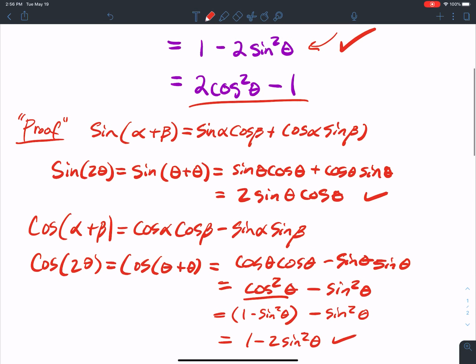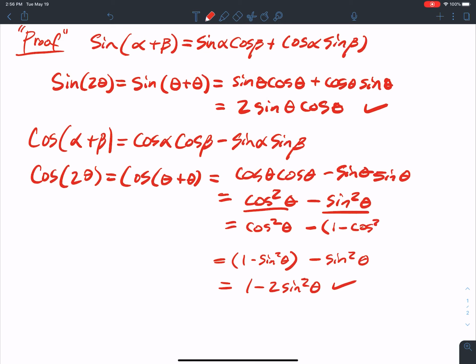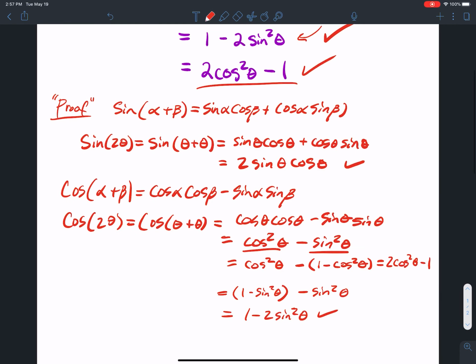Now what about this last one here? Well, instead of getting rid of the cosine squared, I'll get rid of the sine squared. Okay, so this would become cosine squared theta minus, and then 1 minus cosine squared theta. And then that gets me minus a plus, gets me 2 cosine squared theta minus 1. Okay, when I simplify that, I get it right there. So that's how we derive the double angle formulas.